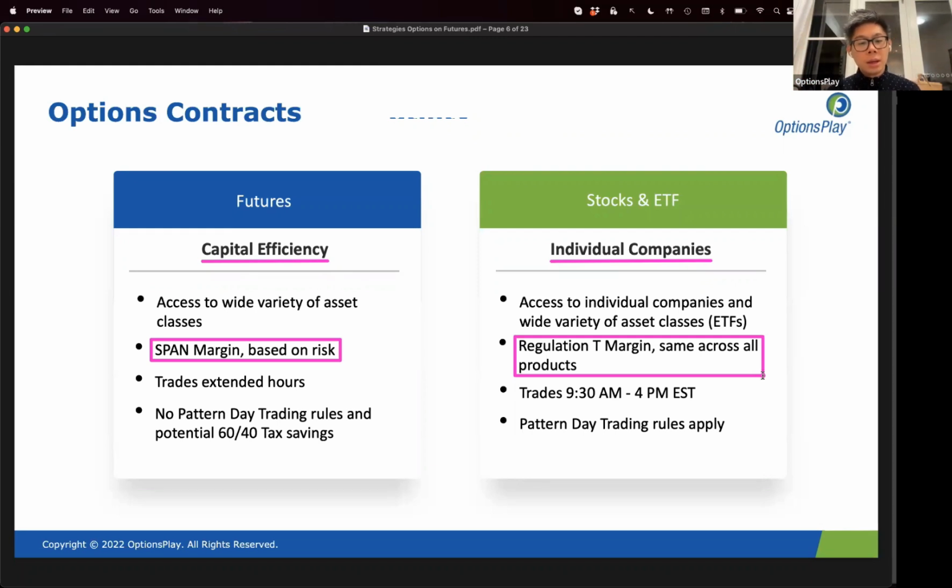So we're going to see some examples here today where you're going to see some substantial benefits to selling volatility in options on futures rather than options on stocks or ETFs.